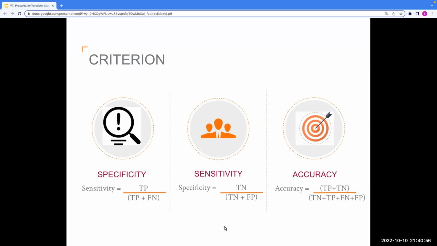Sensitivity is defined as the percentage to correctly identify the malware samples. Specificity is the percentage of clean samples that are correctly identified. Accuracy is defined as the overall percentage to identify clean and malicious samples. This will help us to compare the techniques and find the better technique.